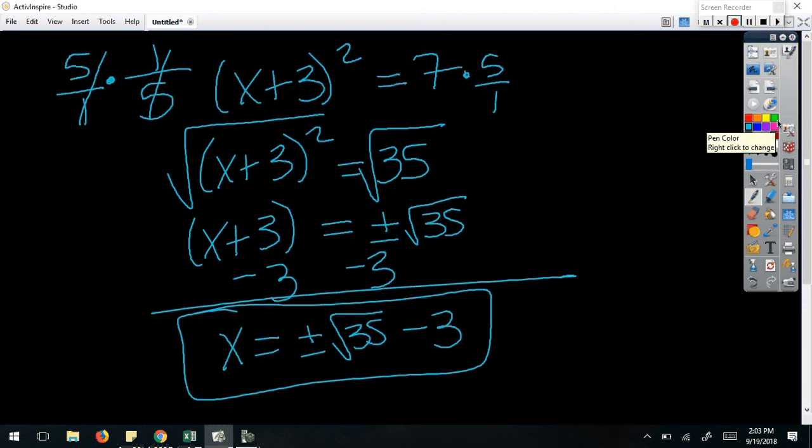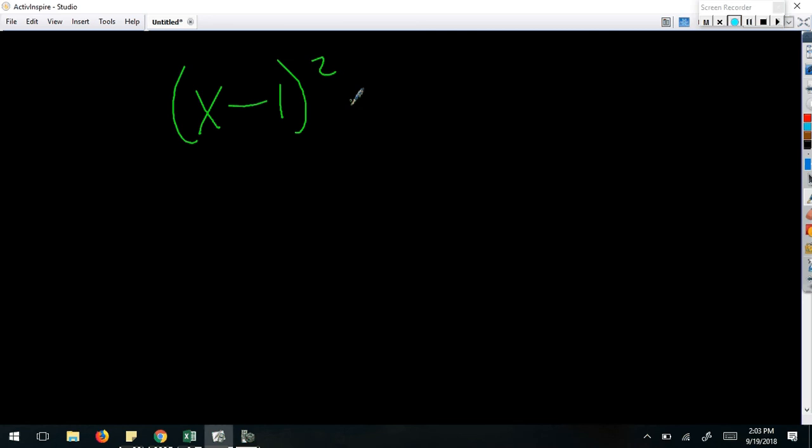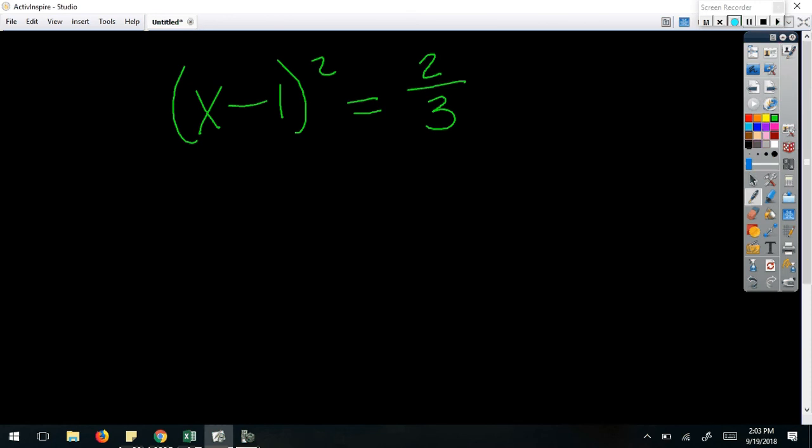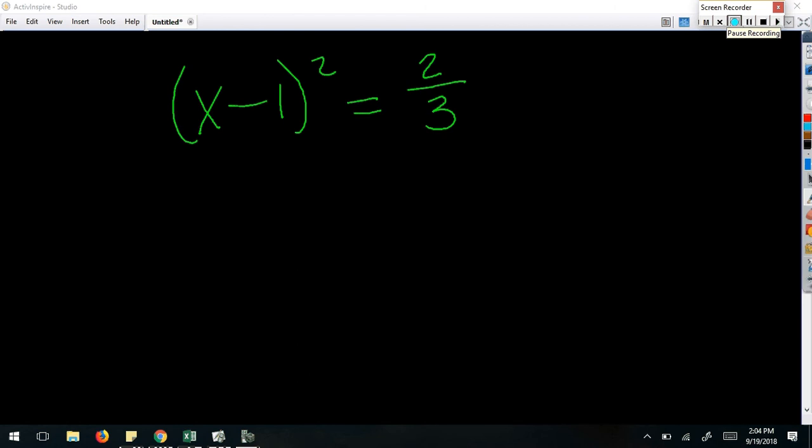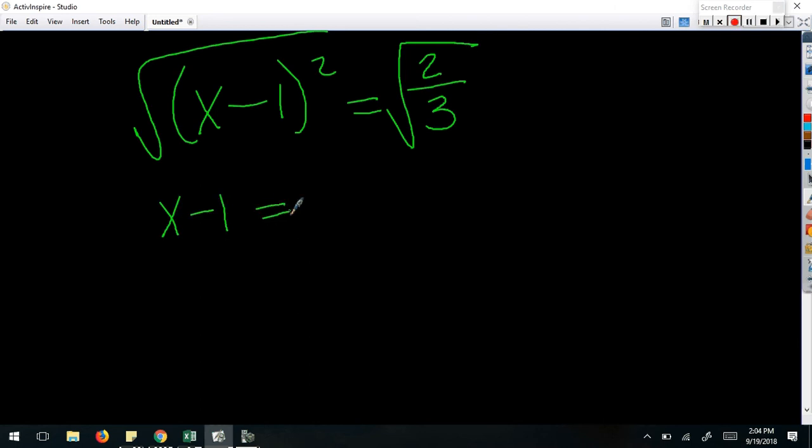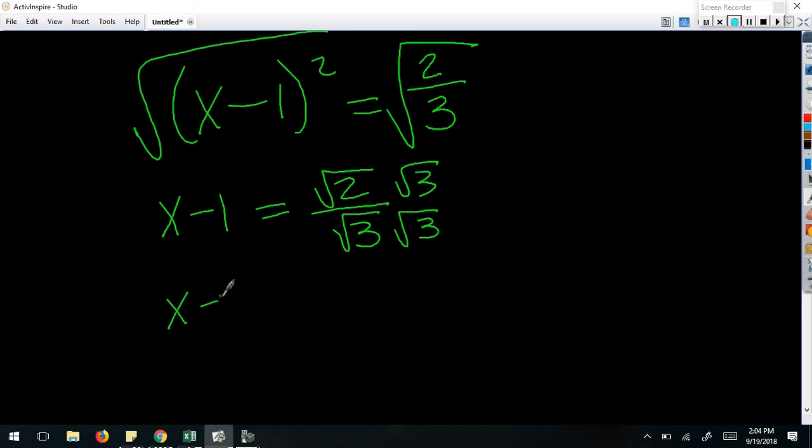You very well may get to a point with something that looks something like this. How do I get x by itself? Square root it. Now, when you square root this, what's the problem on the right? It's a fraction. I've got a square root and a fraction. I can't have a square root where? On the bottom. The bottom's the problem. How do I get rid of it? That's right. So what am I multiplying the top and the bottom by? Right? So I've got x minus 1.